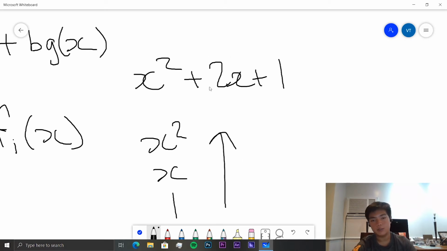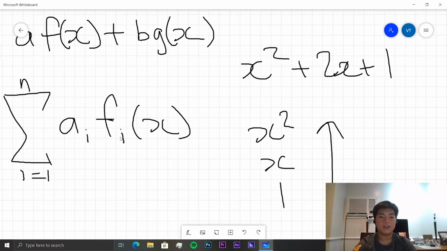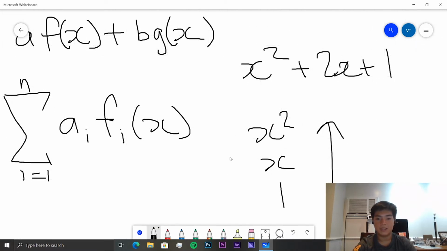You might ask, why is it 2 here? Well, remember, in linear combinations, we can have coefficients multiplied to the functions. So in this case, we multiply x by 2 to get 2x. Is there anything else we need to know? Oh, we need to know one other thing.